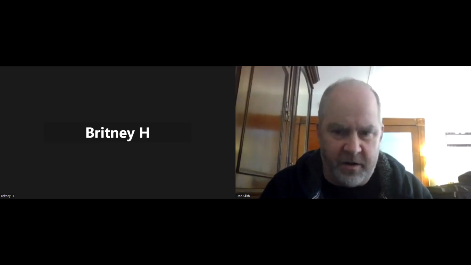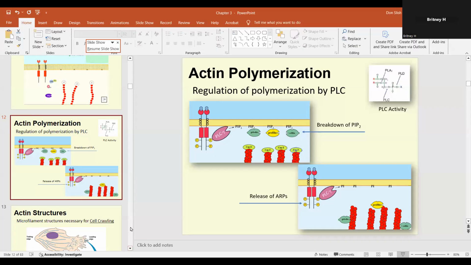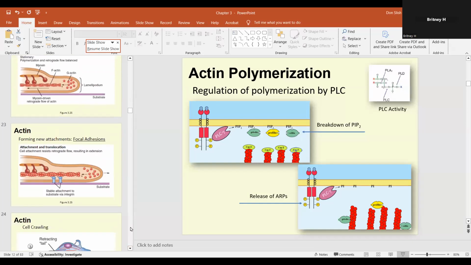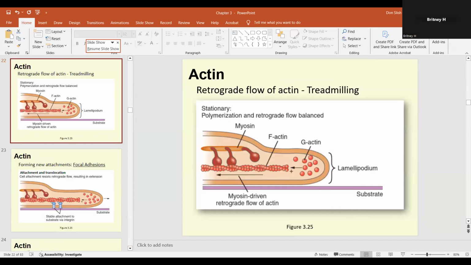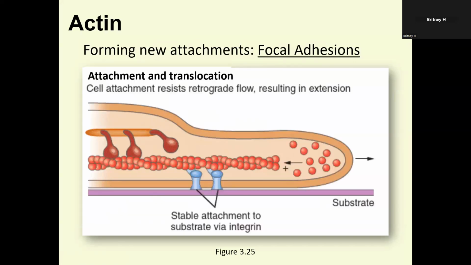The main reason I showed you all that was because of this idea here, which is retrograde flow of actin and this treadmilling. Okay, so that's going to go on for a little bit, and it's kind of like the car is revving up, but you haven't put it in gear yet. What's going to put this car in gear now is when you put down these focal adhesions.